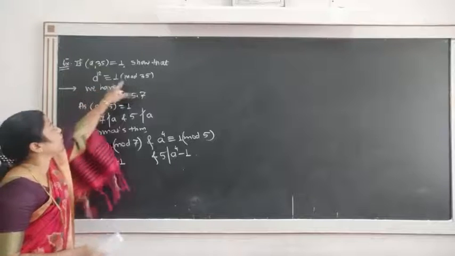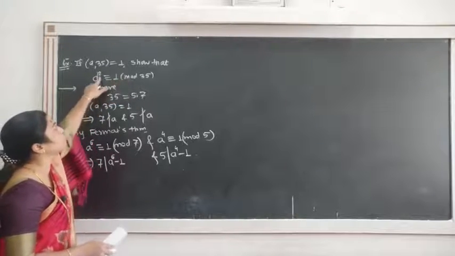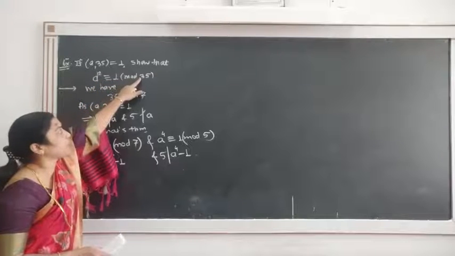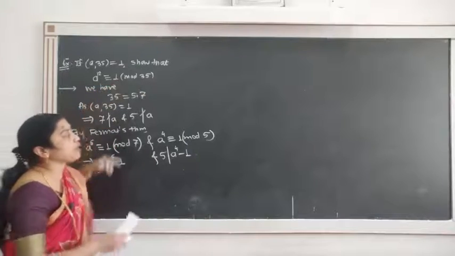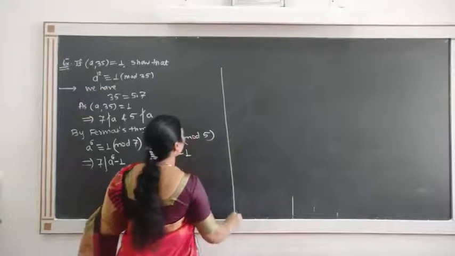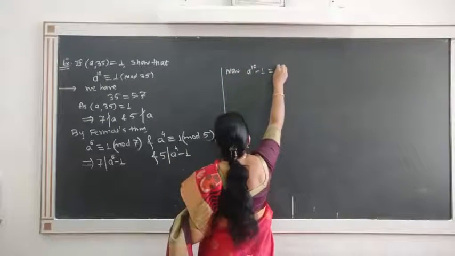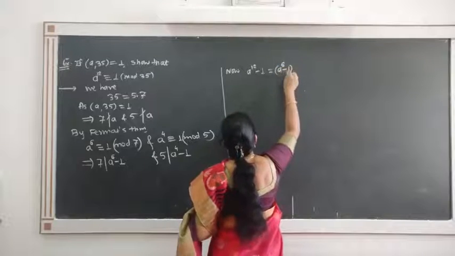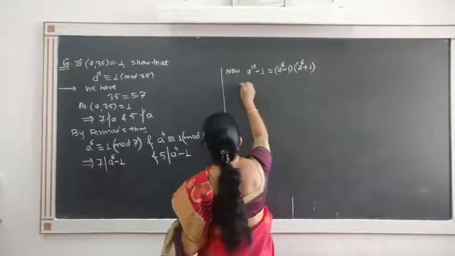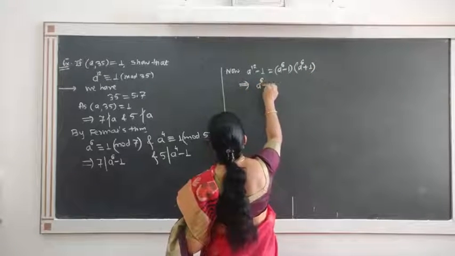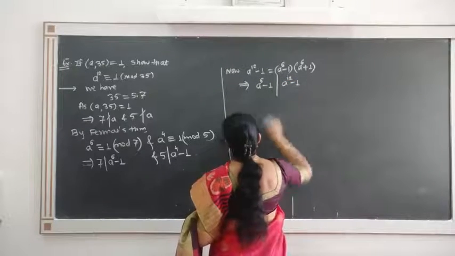Now we want to prove that 35 divides A raised to 12 minus 1, because we want to show that A raised to 12 is congruent to 1 mod 35. So we must prove that 35 divides A raised to 12 minus 1. So consider A raised to 12 minus 1. A raised to 12 minus 1 can be written as A raised to 6 minus 1 into A raised to 6 plus 1. So this implies that A raised to 6 minus 1 divides A raised to 12 minus 1.